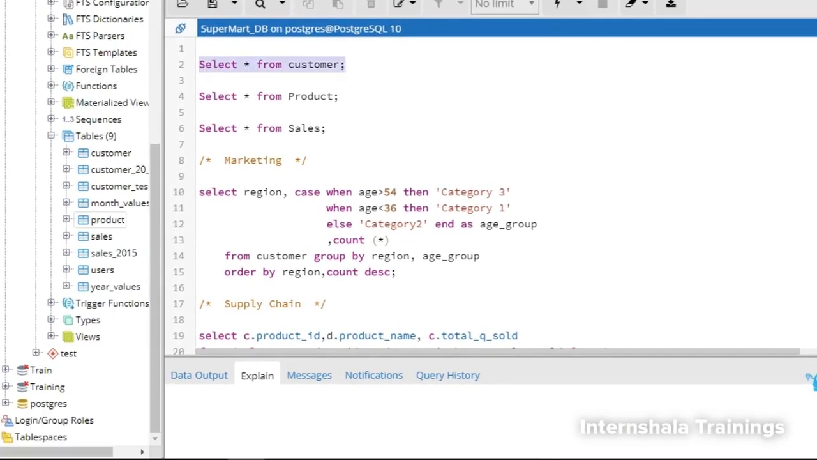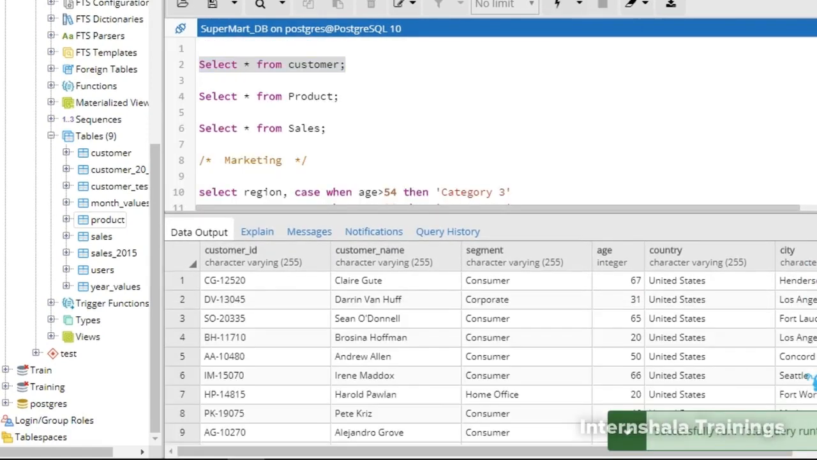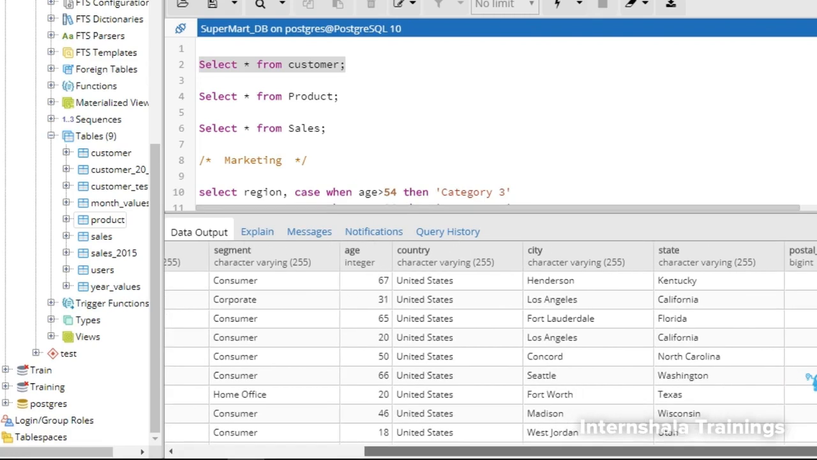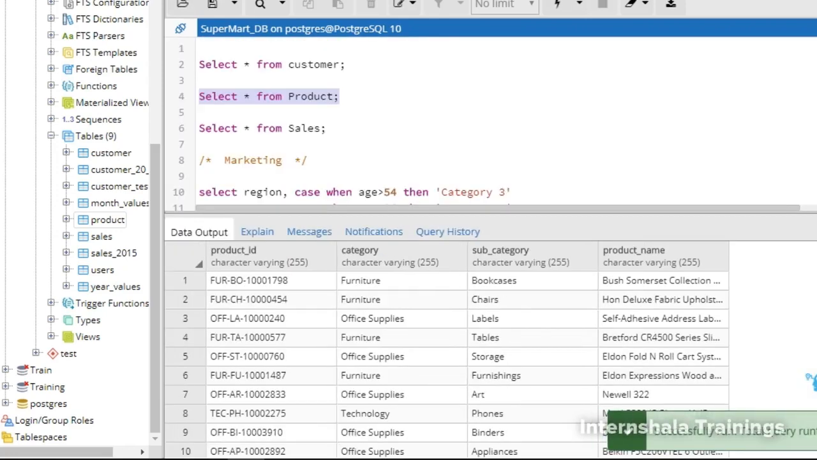When I run the first query, I get the result in the window below. The customer table has this structure. In the columns, it has customer ID, customer name, segment, age, country, city, state, postal code, and the region. In the rows, it has all the records of different customers. Let us look at the product table. It has only four columns: product ID, category, subcategory, and the product name. And each product is in a different row.